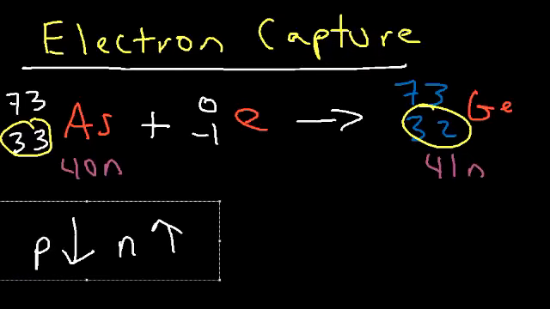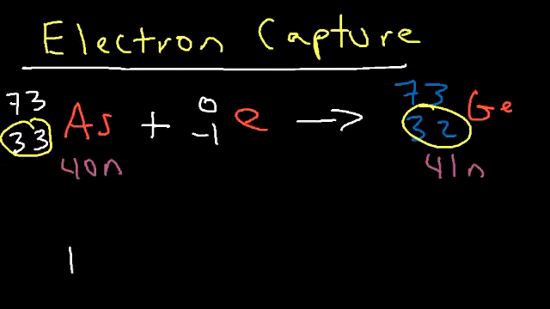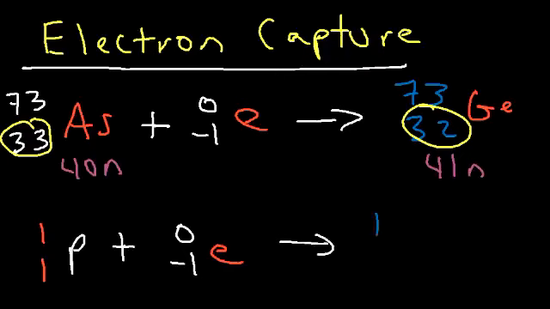So let's see what happened here. In the nucleus, a proton, which has a mass of 1 and a charge of 1, combined with an electron to create a neutron. 1 plus 0 is 1, and 1 plus -1 is 0. So that's what happens during electron capture. The proton and the electron come together, they form a neutron, and the element changes. The atomic number decreases by 1.